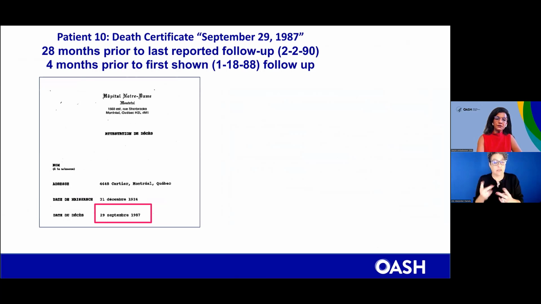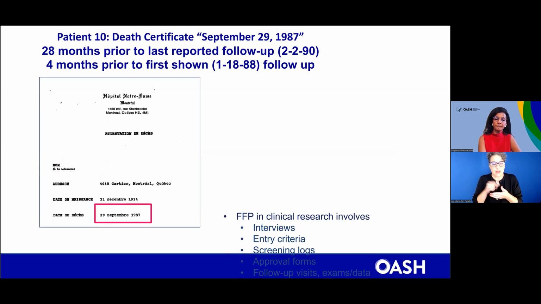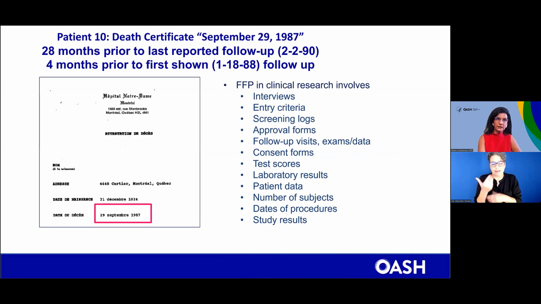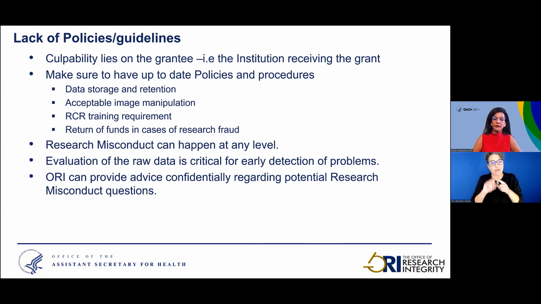However, the patient's actual clinical chart had a death certificate dated in 1987, which is 28 months prior to the last reported follow-up, and 4 months prior to the first follow-up. So this is a clear falsification of follow-up visits. The patient did not even exist during those times. Usually in clinical studies, several different documents can be falsified, as listed on the right here: entry criteria, follow-up visits, consent forms, and so on.